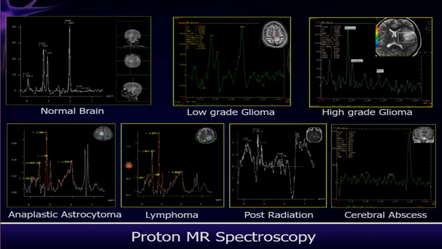In the next one, lymphoma, almost the same. And the third one indicates reduction in all metabolites. That's the case of post-radiation. And in the most right-hand bottom corner, you see all the metabolites have gone down except lipid lactate, which indicates anaerobic metabolism is going on. That's the case of cerebral abscess.